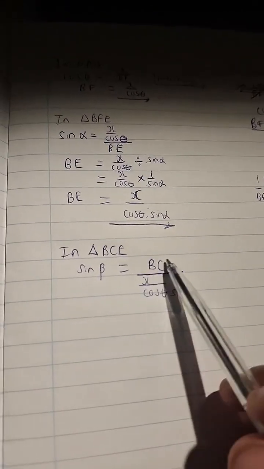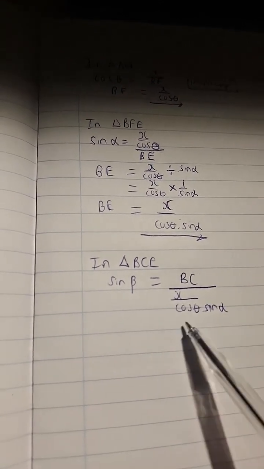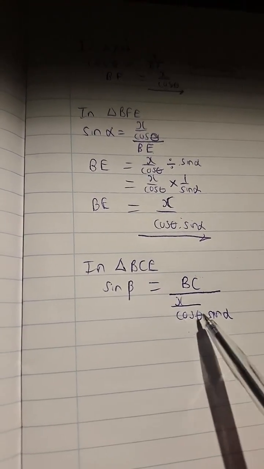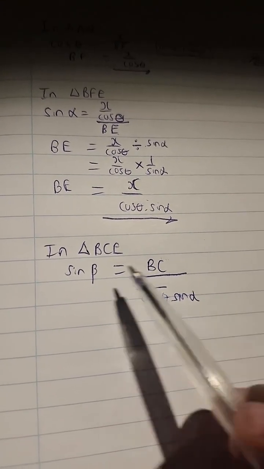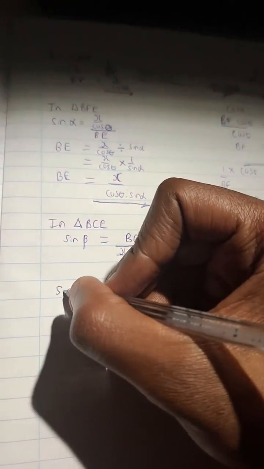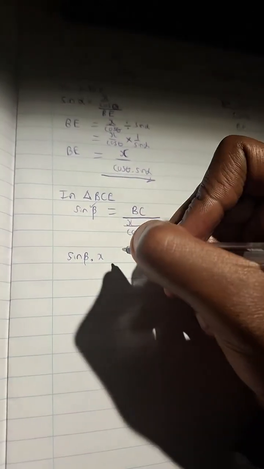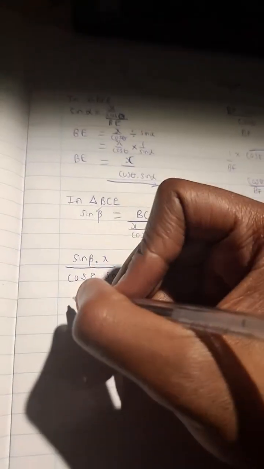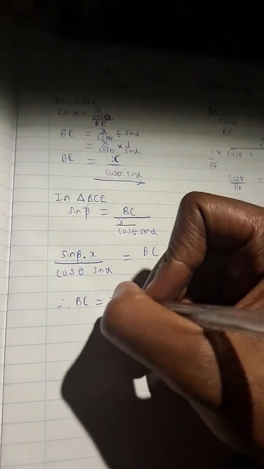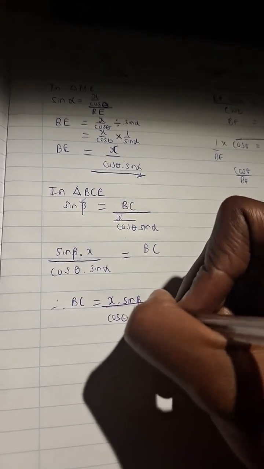What do we want now? We want BC as the subject. Where is this? It is in the denominator. So what are we going to do? We are going to cross multiply. No interchanging, but cross multiply. We multiply by what's in the denominator on the left and the right. So sine beta multiplied by x over cos theta sine alpha is equal to BC. Therefore, we can conclude BC is equal to x sine beta over cos theta sine alpha.